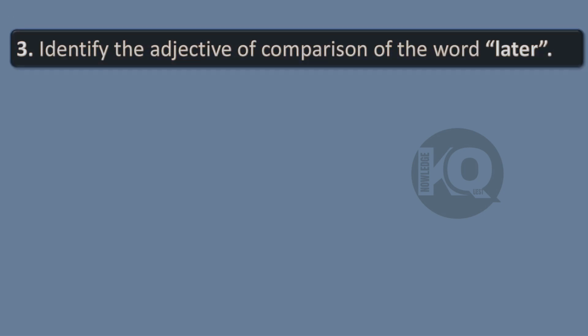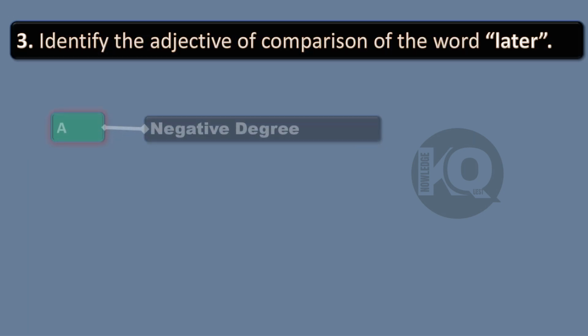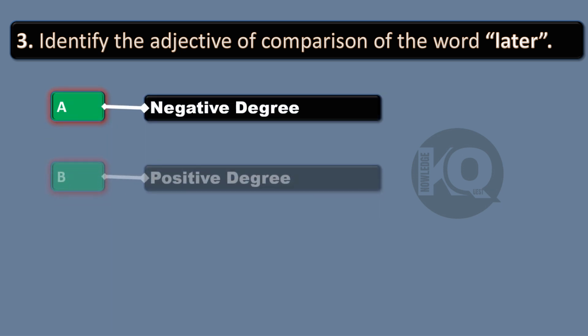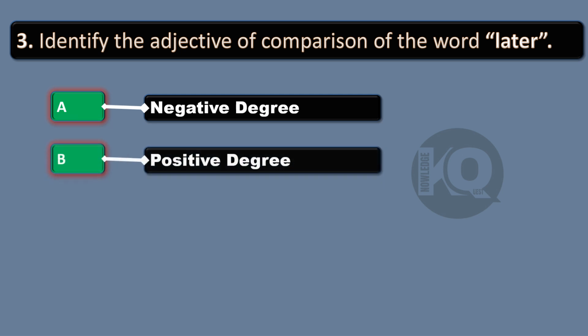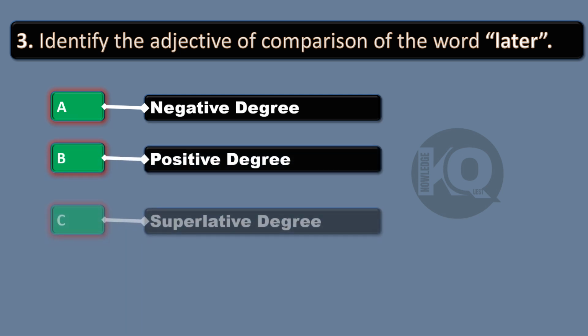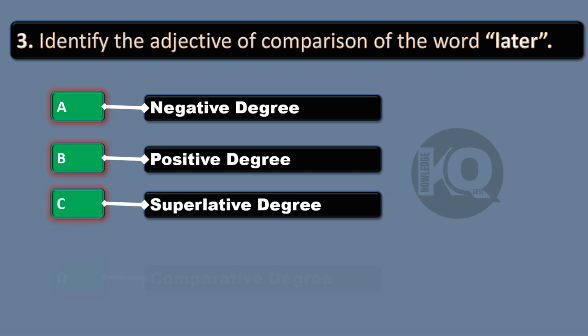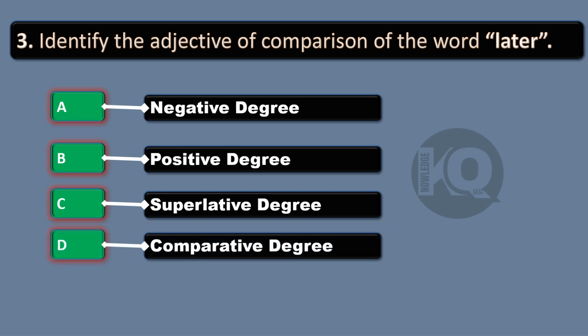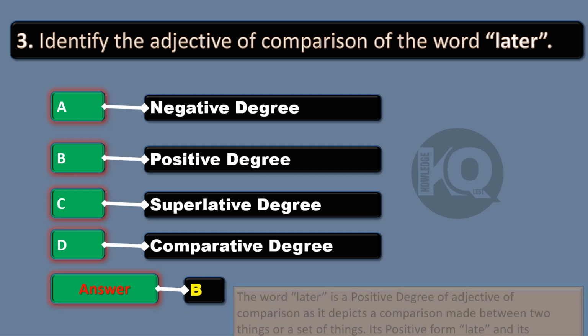Number 3. Identify the adjective of comparison of the word later. A. Negative degree. B. Positive degree. C. Superlative degree. And D. Comparative degree. So the correct answer is B, which is a positive degree.